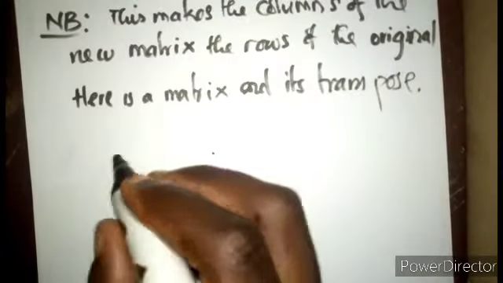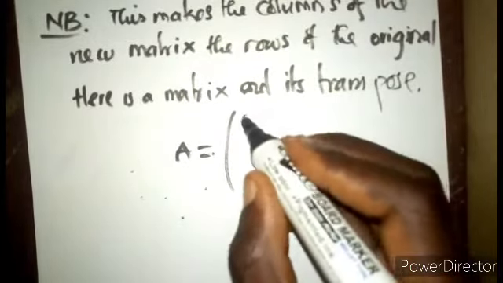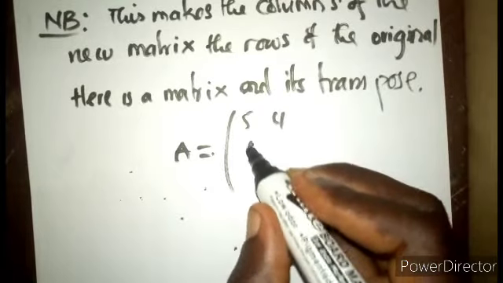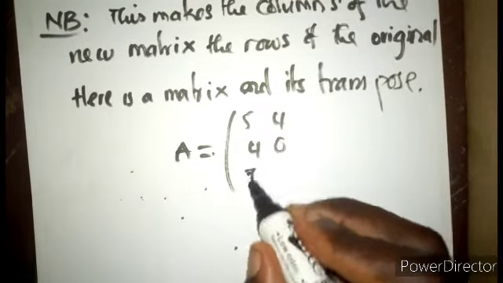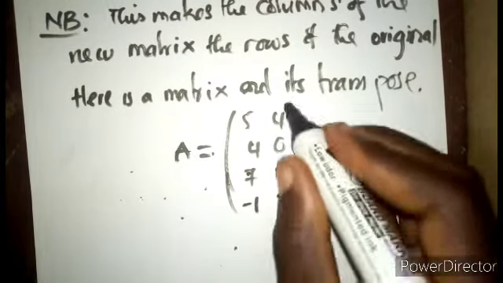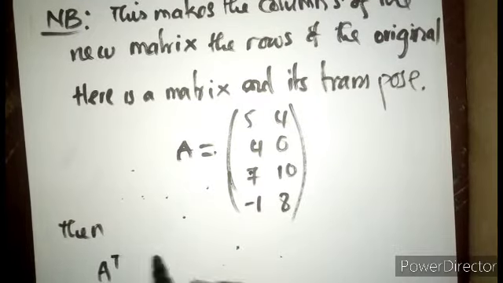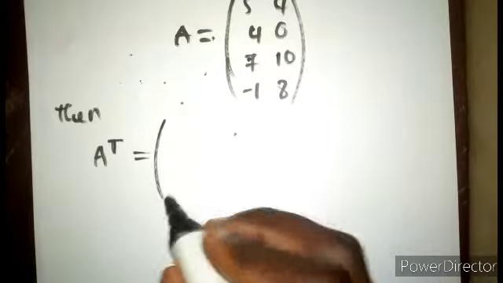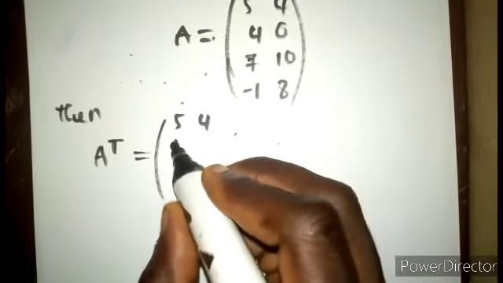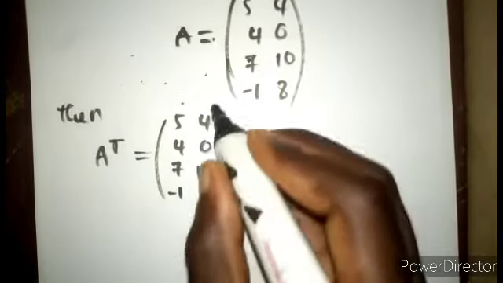Its transpose. So consider this matrix and its transpose. We have the matrix A equals 5, 4, 4, 0, 7, 10, minus 1 and 8. Then A^T, where T means transpose, the transpose of A, is the same thing as 5, 4, 4, 0, 7, 10, minus 1, 8.